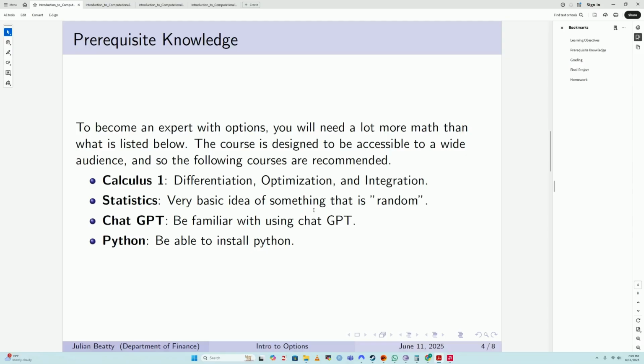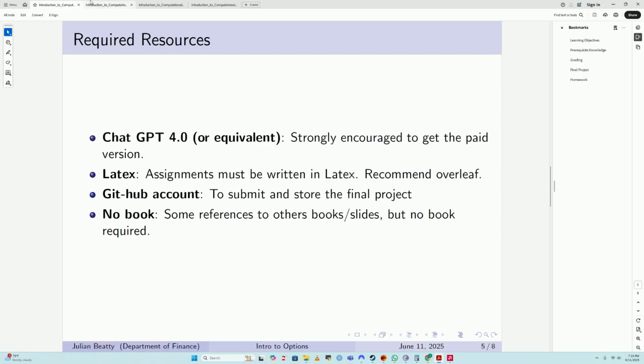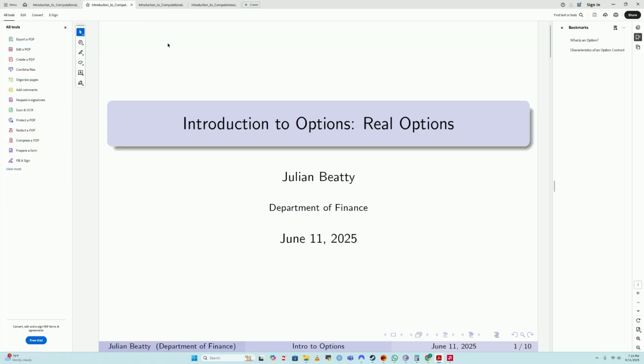To truly understand options, you do need quite a bit of math, a lot more math than what's going to be listed below. But to make this course as accessible as possible, we should be able to get by with just basic calculus and statistics. And if there's anything specific that you don't understand, you can always ask ChatGPT about the concept to fill in the gaps. So now we'll start off with the first lesson.